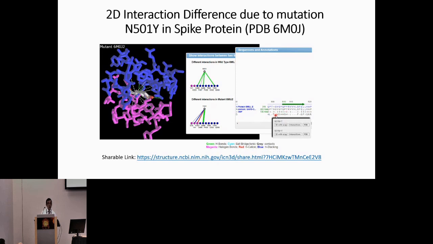And in the sequence and annotation windows where all the annotations are showing, you can mouse over to the residue and show the SNPs, different SNPs.